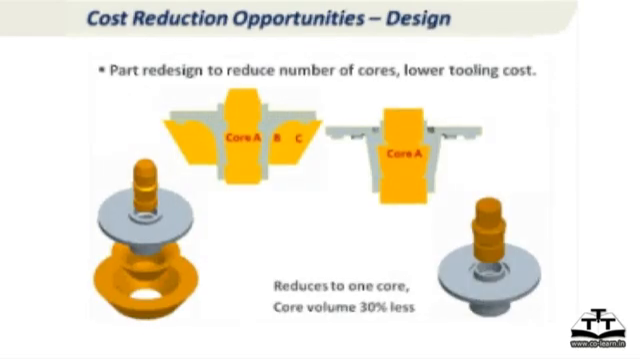Okay. Look at this example now. You have 3 cores, and the 3 cores you can see in the bottom left picture where the 3 cores are coming from. And if you can just change the part design from the left design to the right design, you have reduced from 3 cores to 1 core. Your tooling volume, core volume, number of cores comes down by 2/3 to 1/3.